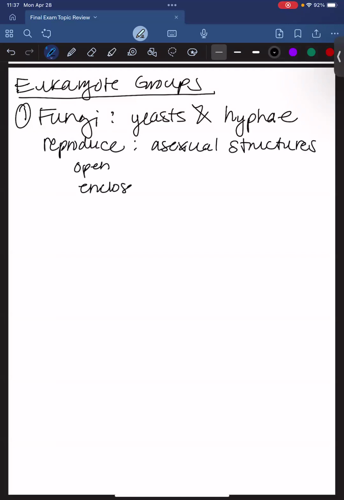What else do I want to say about the fungi? They have asexual spore-forming structures for reproduction. They also can have sexual reproduction as well. So that's the two types, the open and the enclosed. The open ones are called conidiophores, and the enclosed ones are sporangiophores.